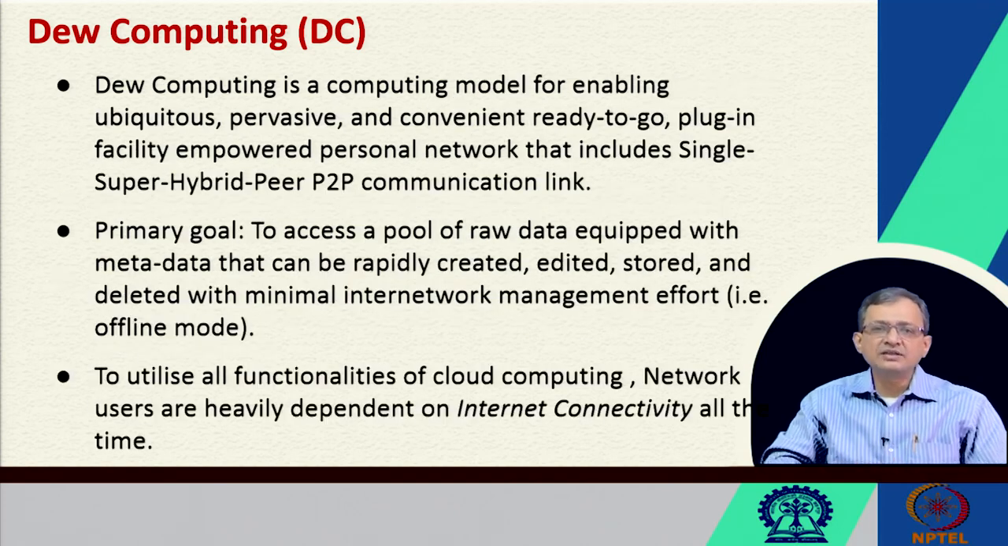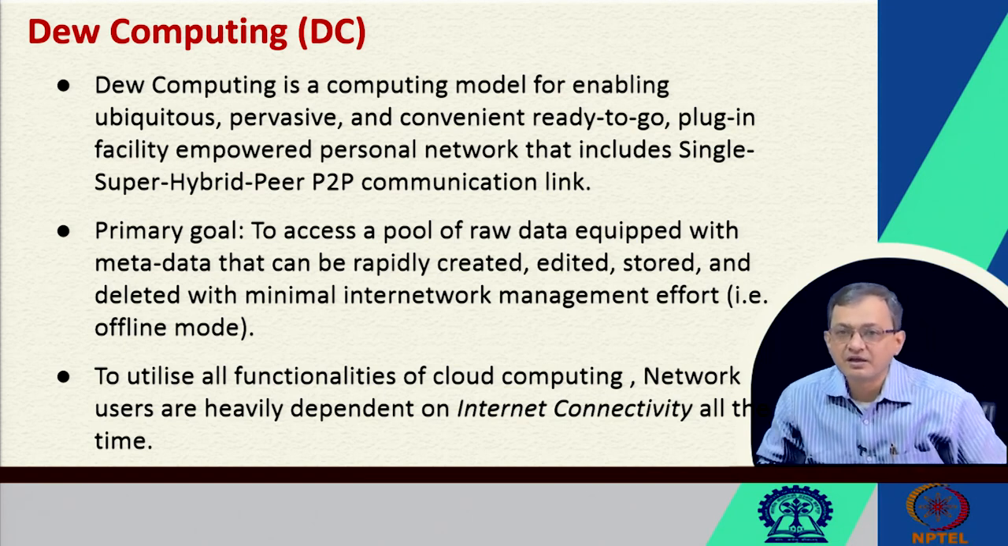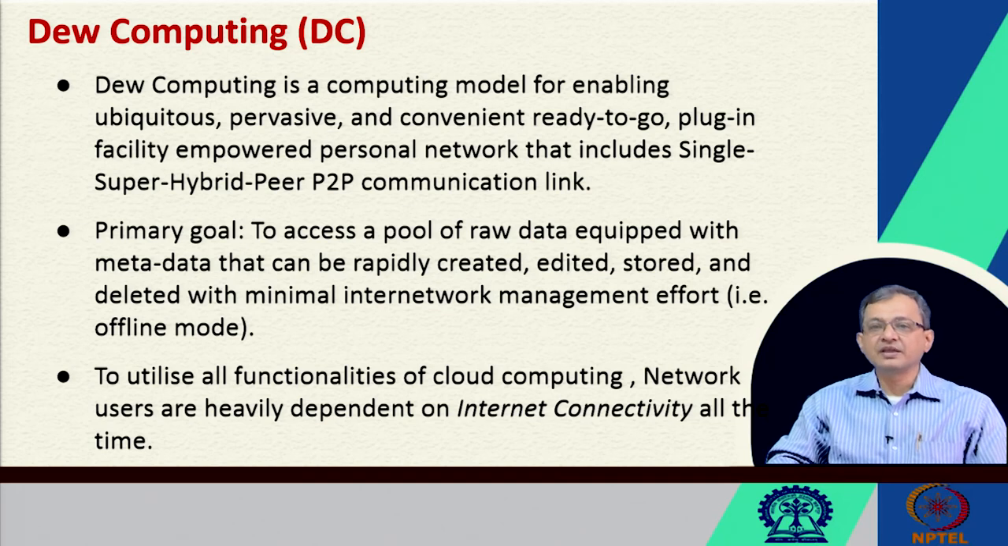So, let us see what the different ways of looking at it are. It is a computing model for enabling ubiquitous, pervasive, convenient, ready-to-go, plug-in facility, empowered personal network, and includes a single hyper hybrid peer-to-peer communication link, right. So, I can have one kind of communication link with the rest of the world or the cloud, but however I can work out here.